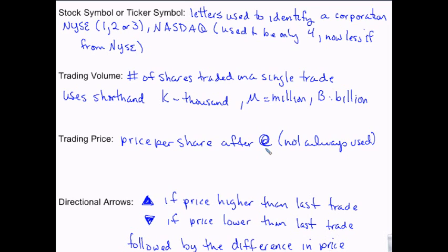So, for example, AT&T is ATT. So you would see ATT 5K at 32.75 up 42 cents. And so that would say that 5,000 shares of AT&T were traded for that $32.75, and that was 42 cents up from the last time it was traded. So it went up 42 cents.